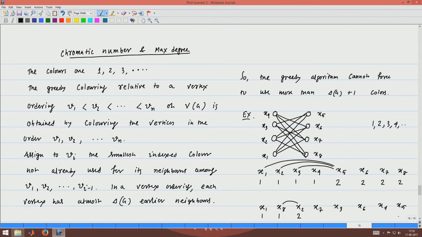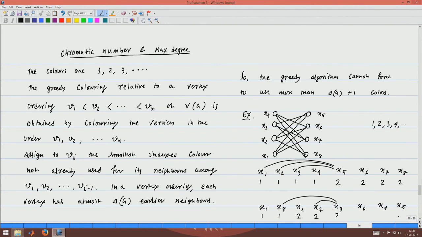Now, look at x7. x7 has neighbor x1 and x1 is colored with 1. So, for x7, you have to use the smallest index color available, that is 2. Okay. Now, go to x3. x3 has 3 neighbors, x5, x7 and x8. So, the neighbor of x3 is x7 and x8 on the left hand side. So, now you can see that the 2 neighbors of x3, they are already colored 1 and 2.